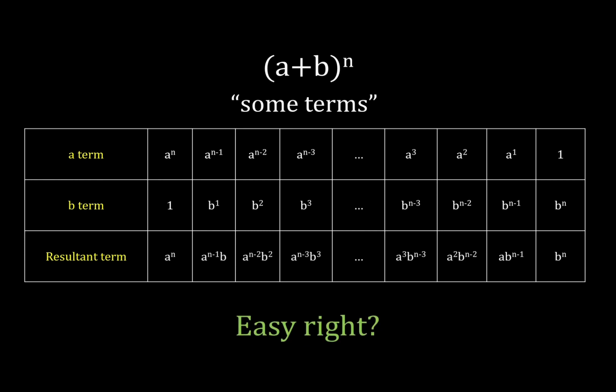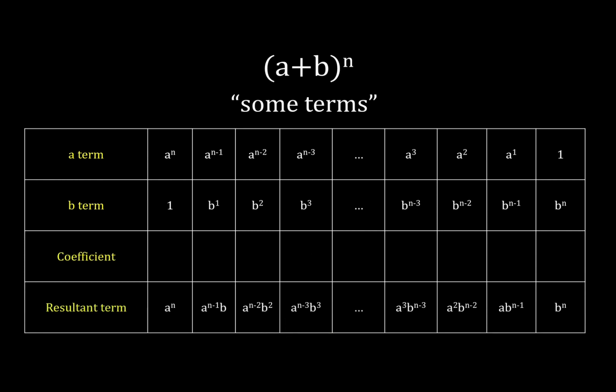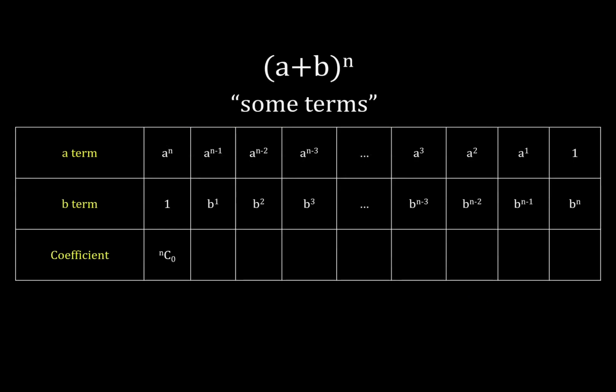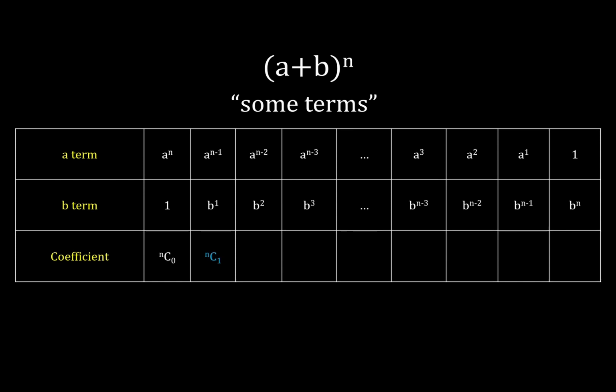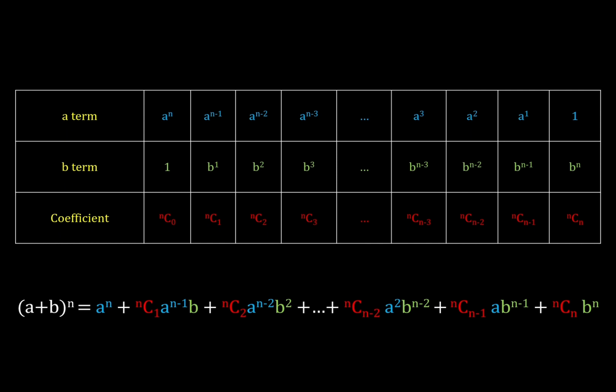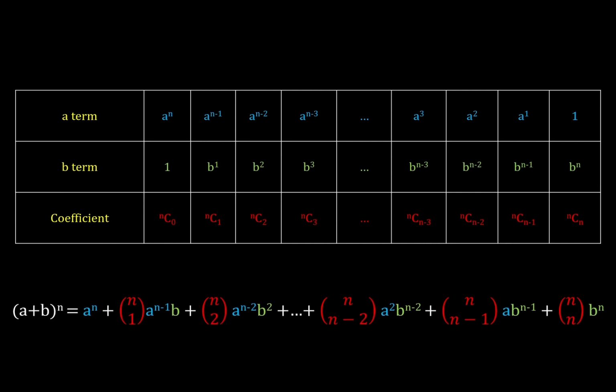Easy, right? Well, we're missing one crucial detail, the coefficients. For a reason that we'll get into later, the coefficients of these expansions are the combinatoric term n choose r, where r is the position of the term minus 1. For example, the first term is n choose 0, the second term is n choose 1, third is n choose 2, and so on until we reach n choose n at the end. Now, we just combine these terms and voila! This is the binomial theorem. Do note that alternatively, many texts also write the coefficients as shown. They generally mean the same thing, just written differently.